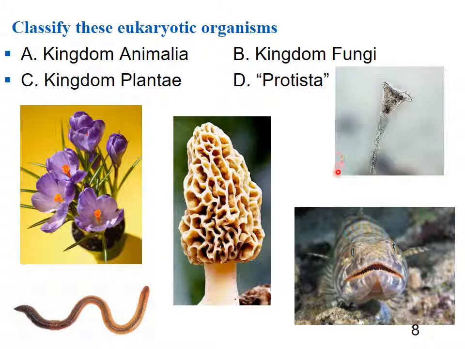Down here, we've got a fish, so that's an animal, so that's A. And then you're like, what is that thing? It looks like a tornado, or I don't know, a badly made wine glass. Either way, that is a protist.